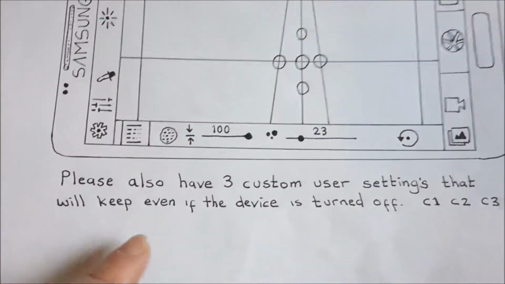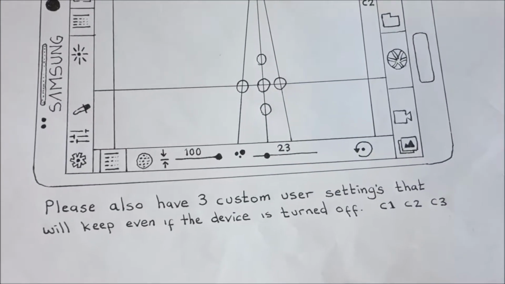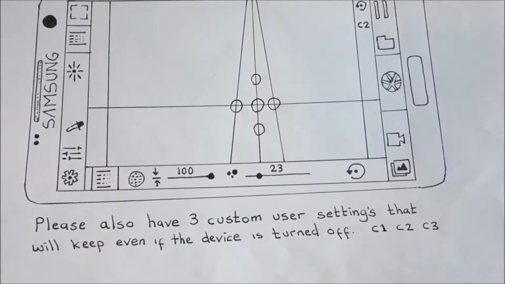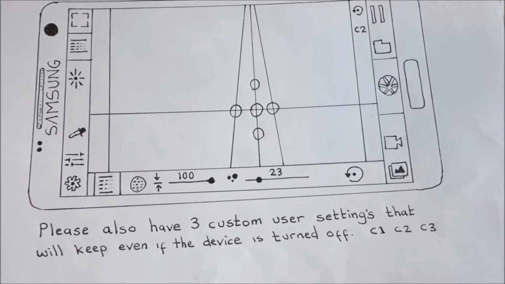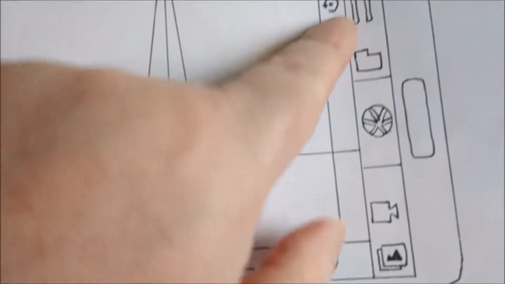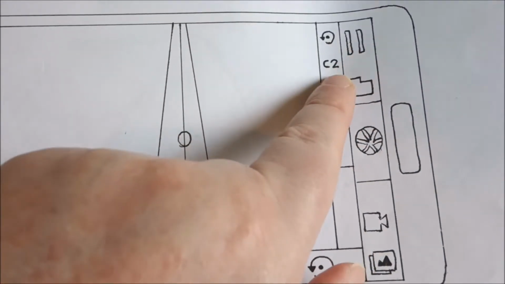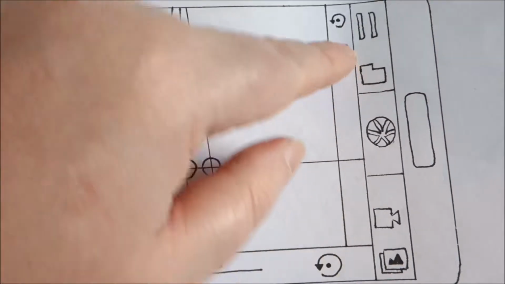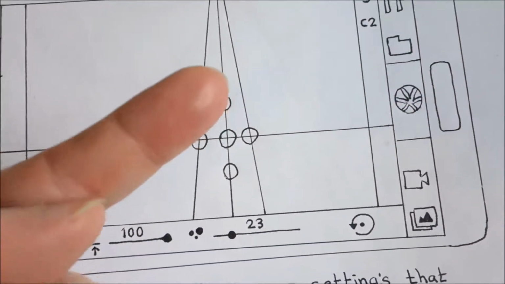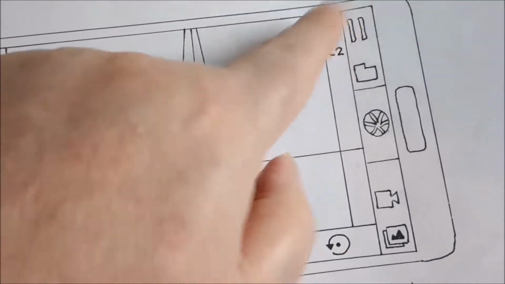What was the other? Yeah, if you read this, it says, please also have 3 custom user settings that will keep even if the device is turned off. C1, C2 and C3. Now, of course, with this thing here, and this, you have to space them apart because some people's fingers are thick and they might also press that one as well.